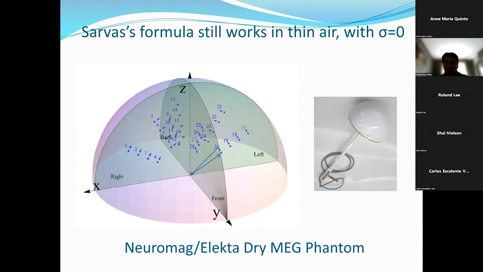That was revolutionary many years ago, because before they constructed this dry phantom, people doing MEG used a so-called wet phantom. They had a spherical container, like a big giant light bulb, filled with salt water. They put the current wires in there, and there's leaking, there's erosion, you name it, it's a nightmare. But now, it's a brilliant idea. The Savart formula works very well. Even when sigma is zero, you can build this MEG phantom out of a circuit board.